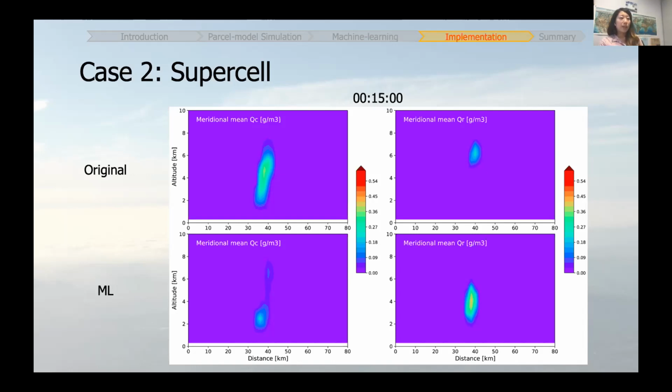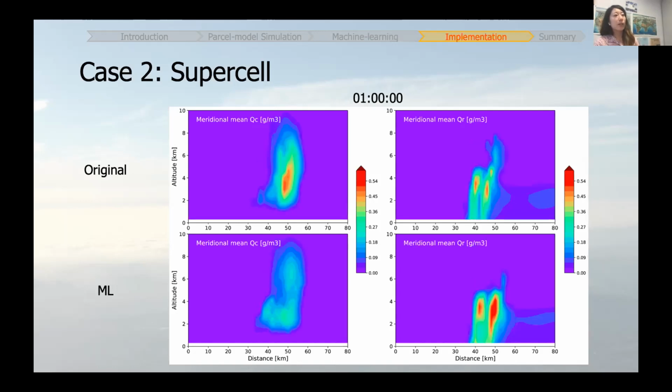Only just after 15 minutes, you can see that there are some differences. For example, QC is less in the machine learned case, whereas rain mass QR is larger when the trained machine is used. And actually, this character of having less clouds, more rain, is retained throughout the simulation. So if you go to the next slide, I'm showing an hour after the initialization.